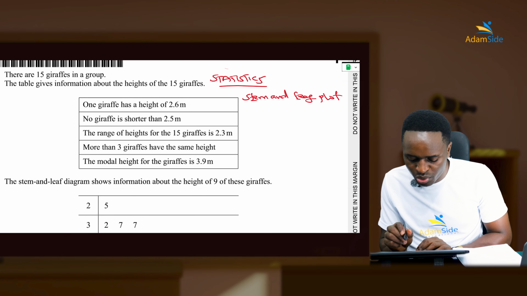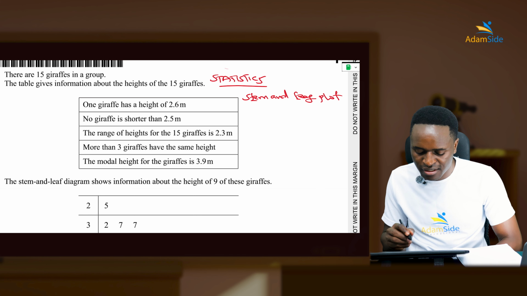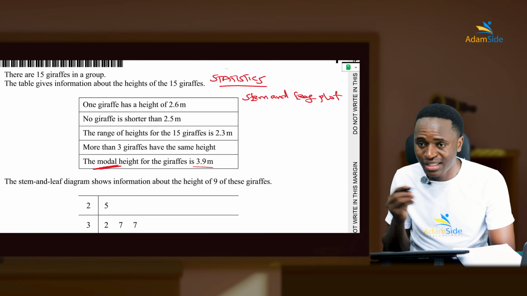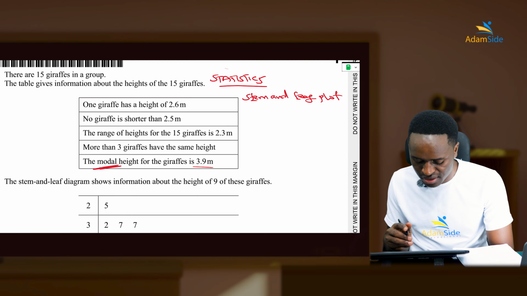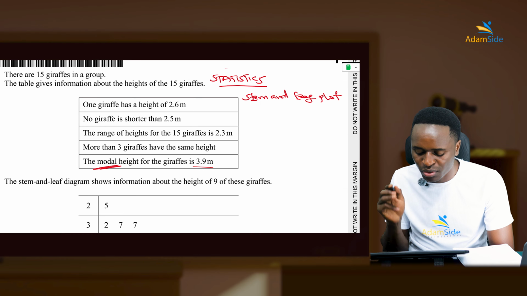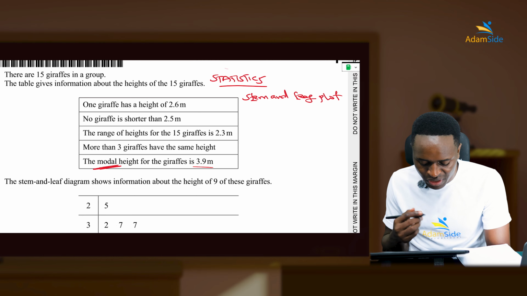One giraffe has a height of 2.6 meters. No giraffe is shorter than 2.5 meters. The range of the heights for the 15 giraffes is 2.3 meters. More than 3 giraffes have the same height. The modal height for the giraffe is 3.9. So mode means the one with the highest frequency. So there is a height, 3.9, which has more frequency, or reappears the most.